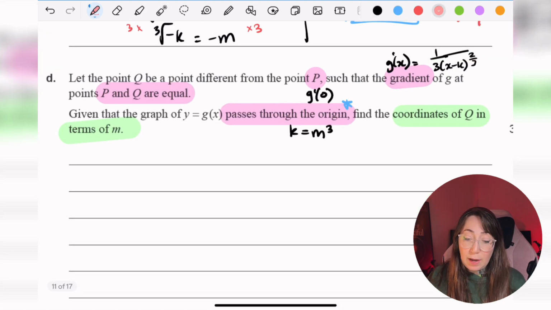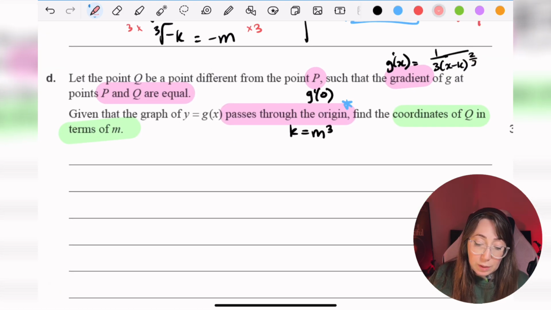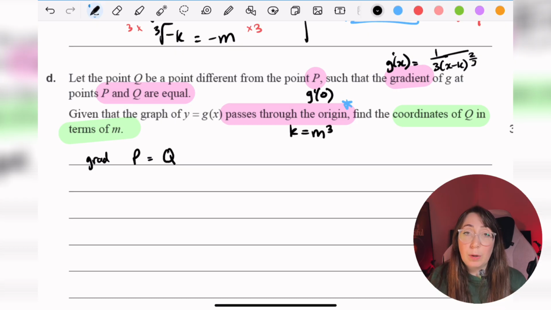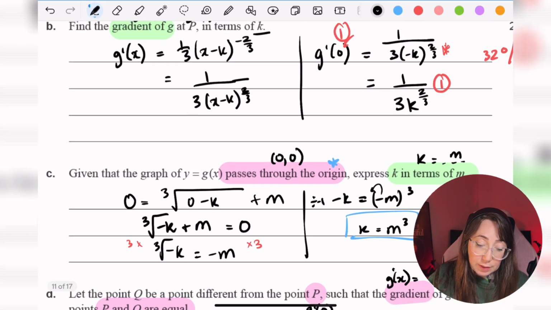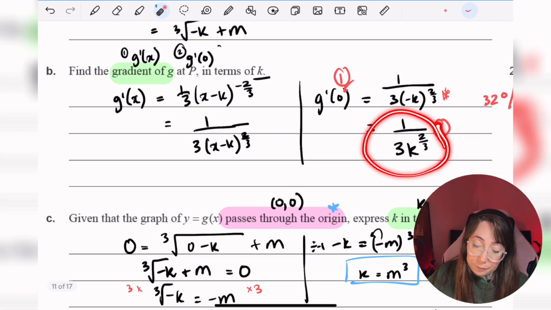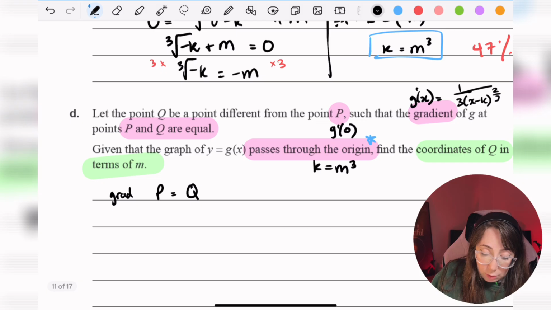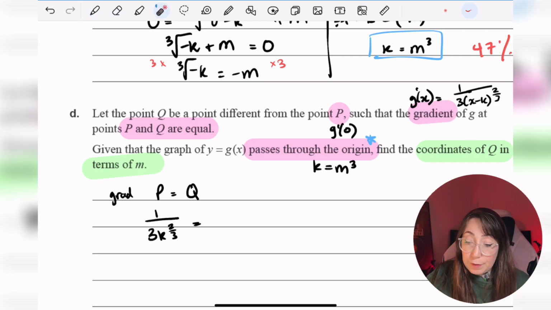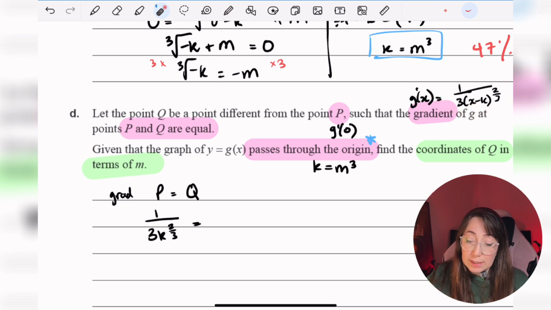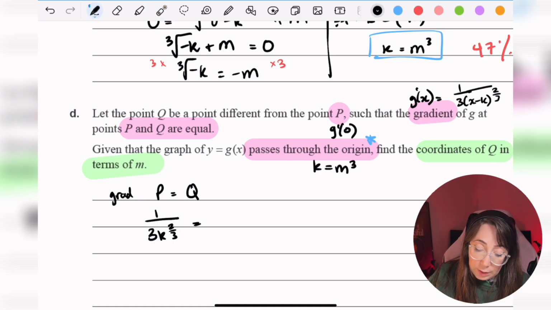Okay, so now that we've got this kind of information, let's go ahead and try and apply it as best as we can. So again, following what the question has given us, it's told us that the gradients at P and Q are equal. Now, P is specifically at the point where x is equal to 0, so we can go back to that previous question. We can see that the gradient at P is this over here. So that's 1 on 3k to the 2/3. For Q, we don't know what value that happens at in terms of x, so we can just write the gradient equation in general, and x will just be the coordinate at Q, which is exactly what I'm looking for in this question. 1 on 3 (x minus k) to the 2/3.